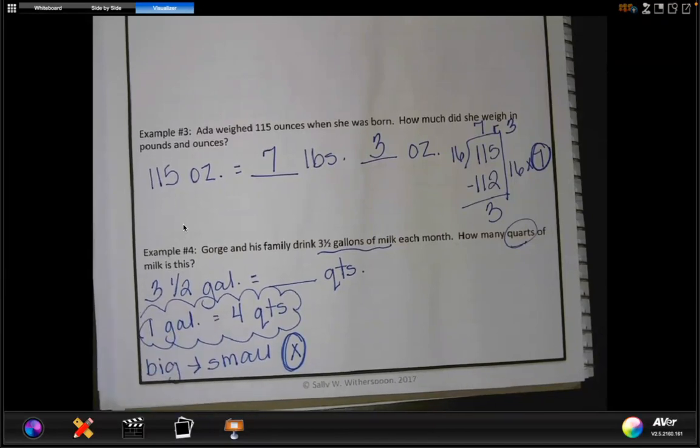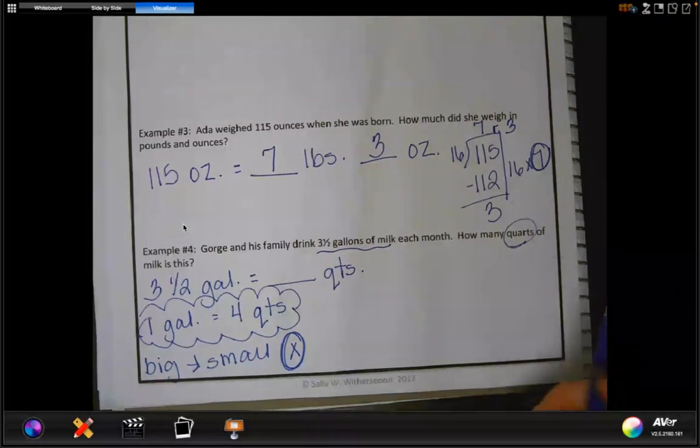Now, we could write 3.5 as a decimal, and then we can multiply that by 4, but I've also not taught you how to do that either. So instead, there's actually another really easy way that we can get our answer here. We can do some very simple repeated addition. So we're going to do repeated addition, and here's what that's going to look like.